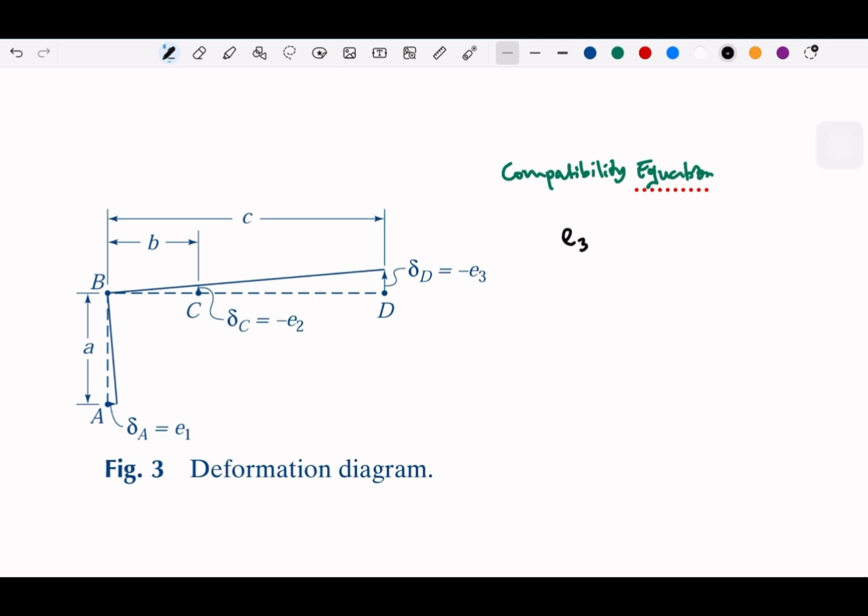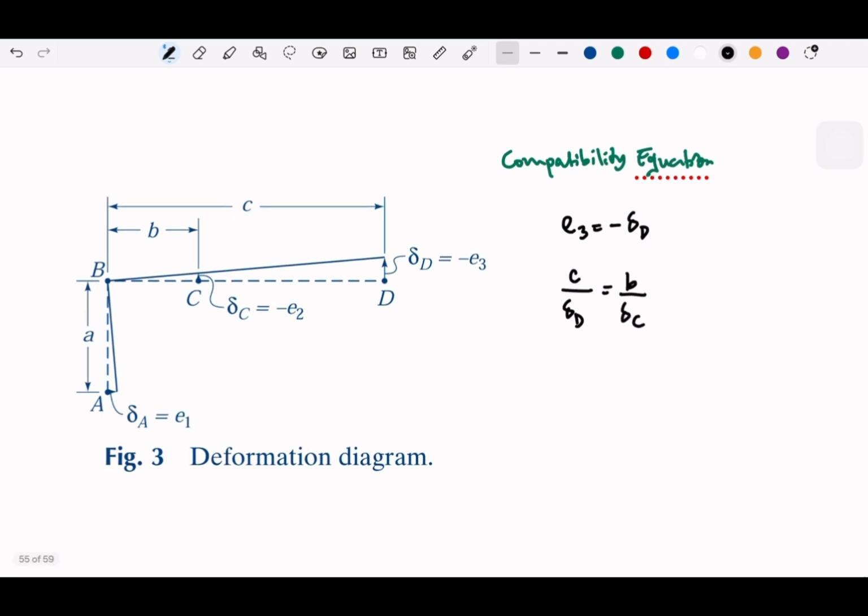So we can write that this E3 is negative delta D. And we can write, basically using the ratio, C over delta D equal B over delta C. Okay, so delta C is B over C delta D, or delta C is negative E2, or E2 will be negative B over C delta D, and this will be E3 or delta D. Okay.